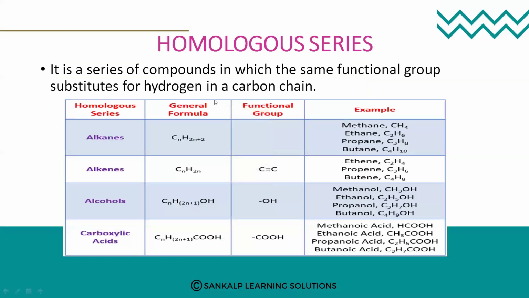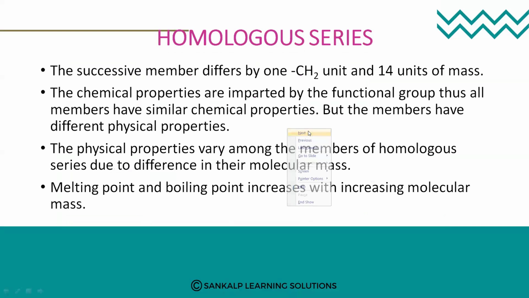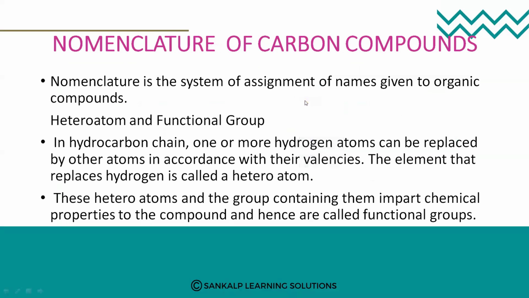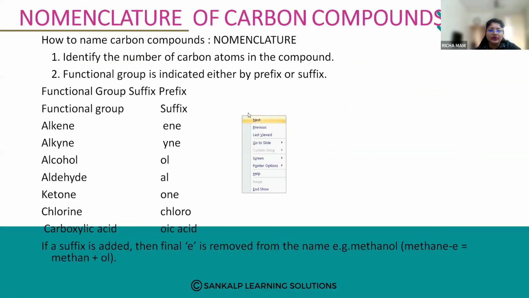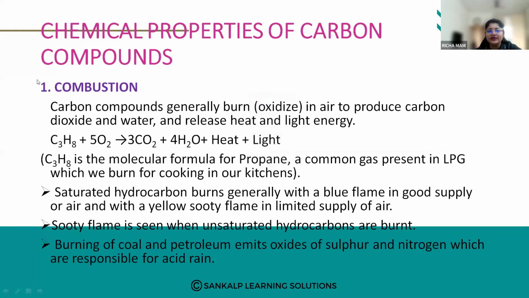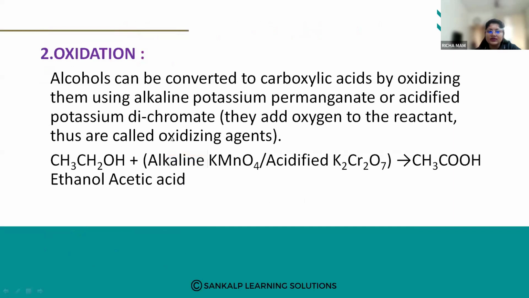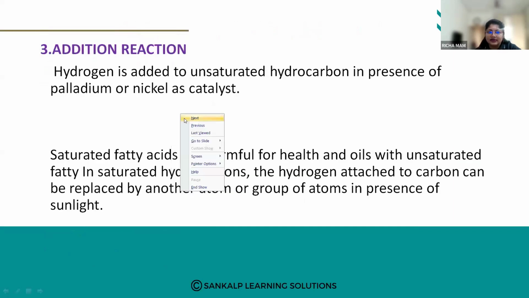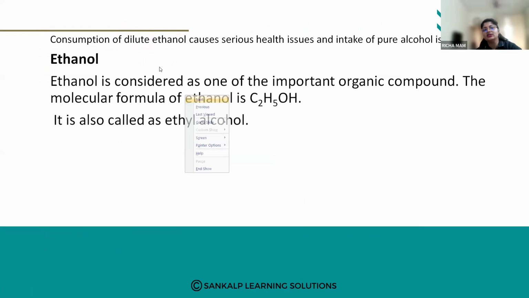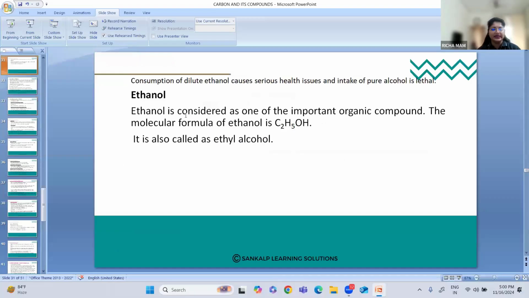Then what is a homologous series, and which different homologous series we have discussed. Then we discussed the nomenclature of carbon compounds, how we are going to name a carbon compound. There are certain rules for naming carbon compounds. Then we discussed the chemical properties of carbon compounds: combustion, oxidation, addition reaction, and substitution reaction. I hope this is clear.